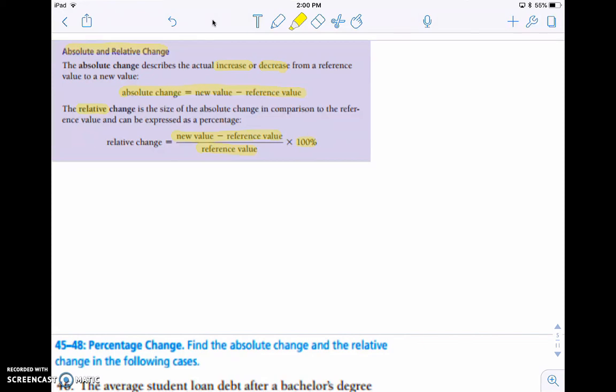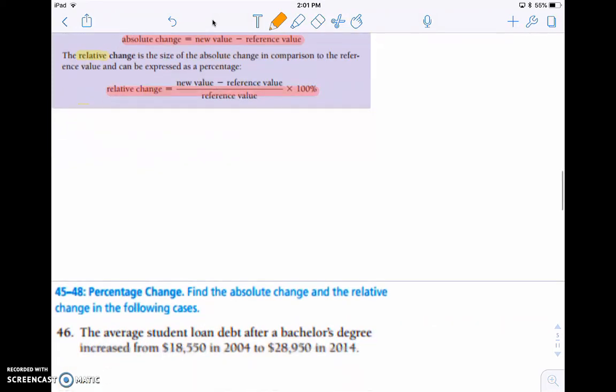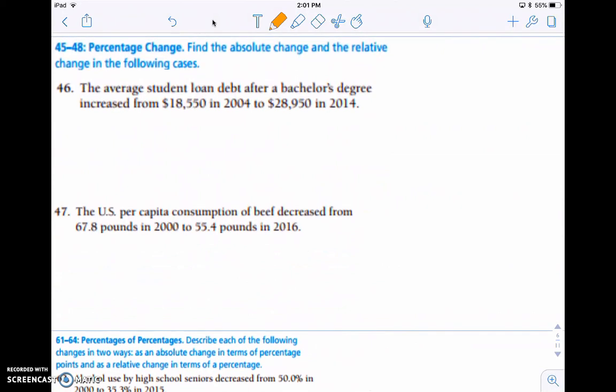Okay, so those are a couple of formulas that will be helpful for you. I'm going to highlight those in a different color for you. Here's your absolute change, and this one right here is your relative change. So let's look at a couple of these. We want to find the absolute change and the relative change in the following cases.